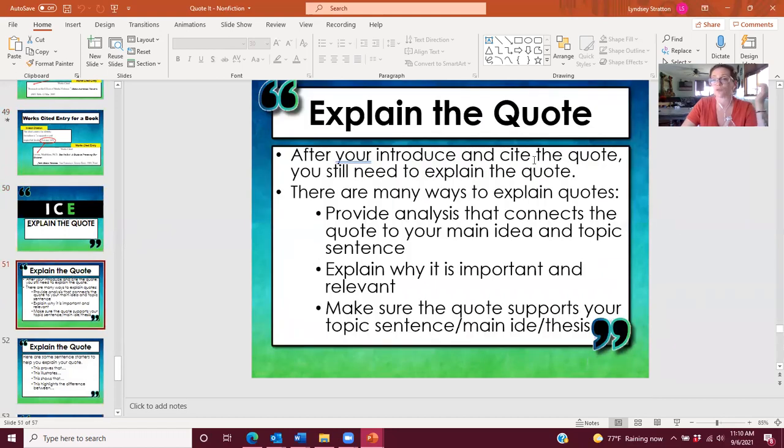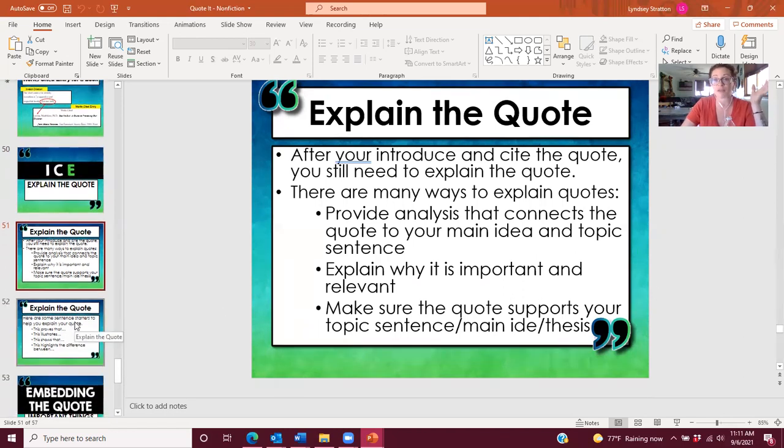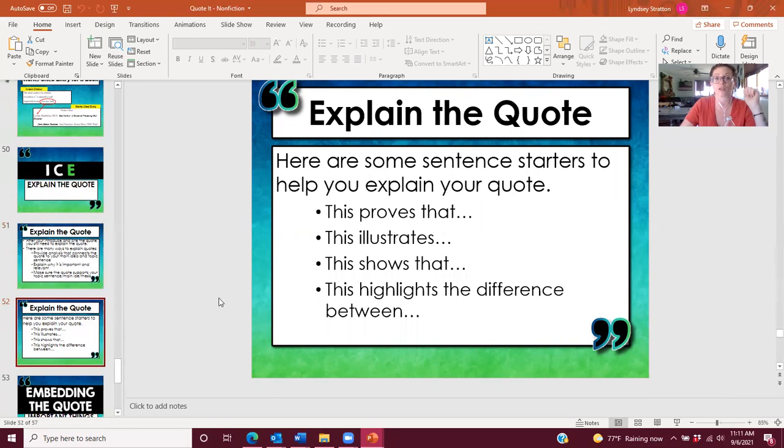Okay, so after you've introduced it and you have your citation, you have to provide an analysis that connects the quote to the main idea and topic sentence. Okay, why is it relevant? How does it connect to that thesis statement, what you're trying to prove? How does it strengthen your point? Okay, if it does not support your statement, then it shouldn't be there. Okay, this proves, this illustrates, this explains what this says is, or what this means.